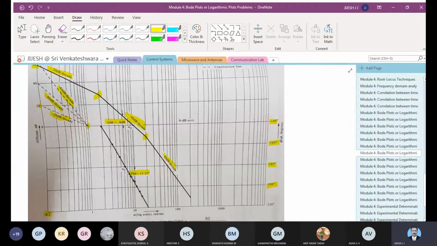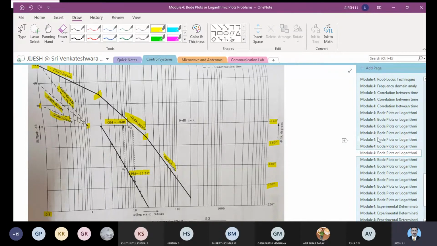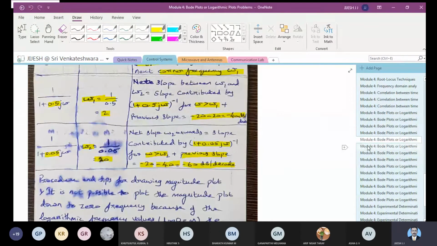Now we will be finding out the phase plot. For that, you can see here, we have to find out each point.